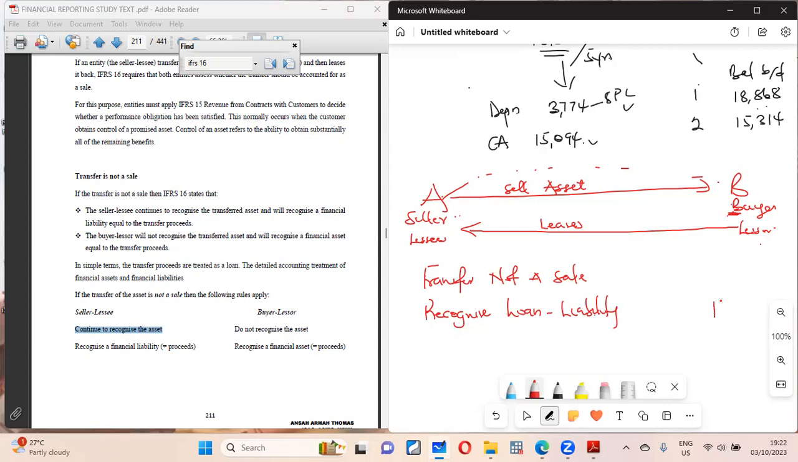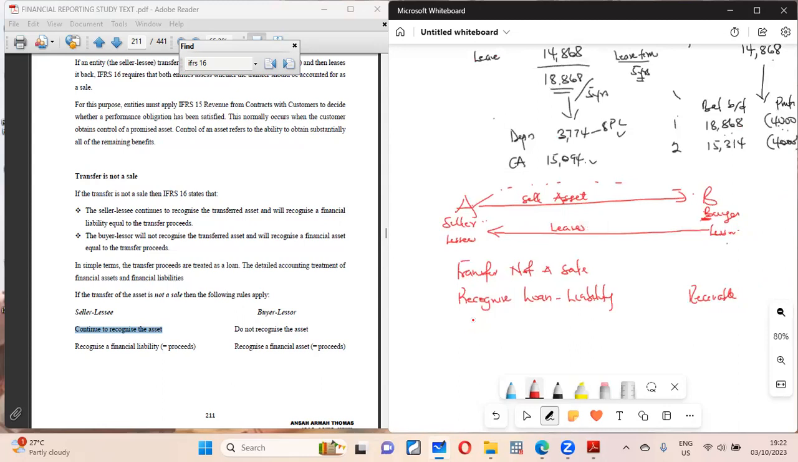Please, are you getting it? So the double entry for this one is to debit cash, because you have received money, and your credit is what? A liability. As far as this person is concerned, he has given somebody money he needs to collect back, so receivables is his debit, and he has paid cash out. Please, is that understood? When the transfer is not a sale, any money you collect is a liability.